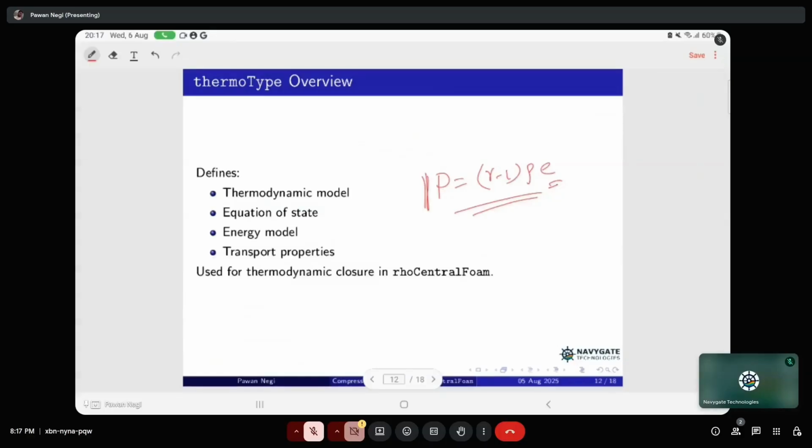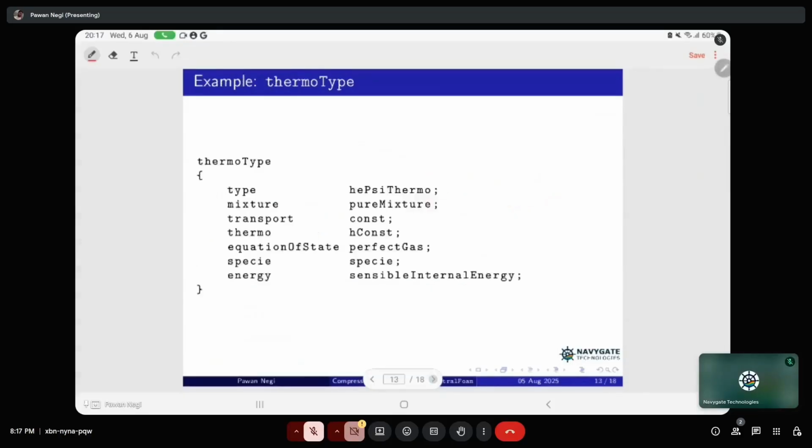For that, you need a thermodynamic model. You also need the equation of state, the energy model, how energy is related to temperature, and the transport properties. So basically, these thermodynamic properties are the closure for rhoCentralFoam, or in general, it is the closure for all kinds of models which require an equation of state. Let's see how we can do that.